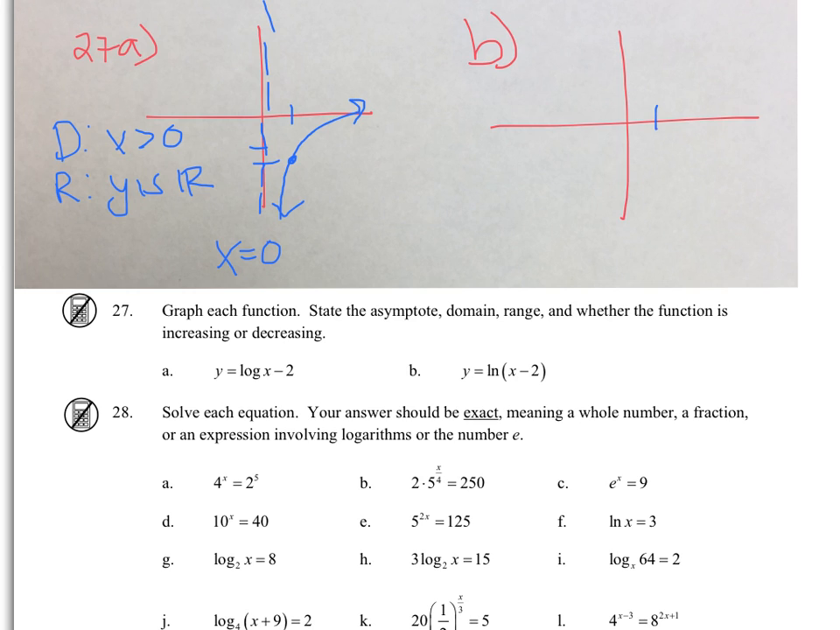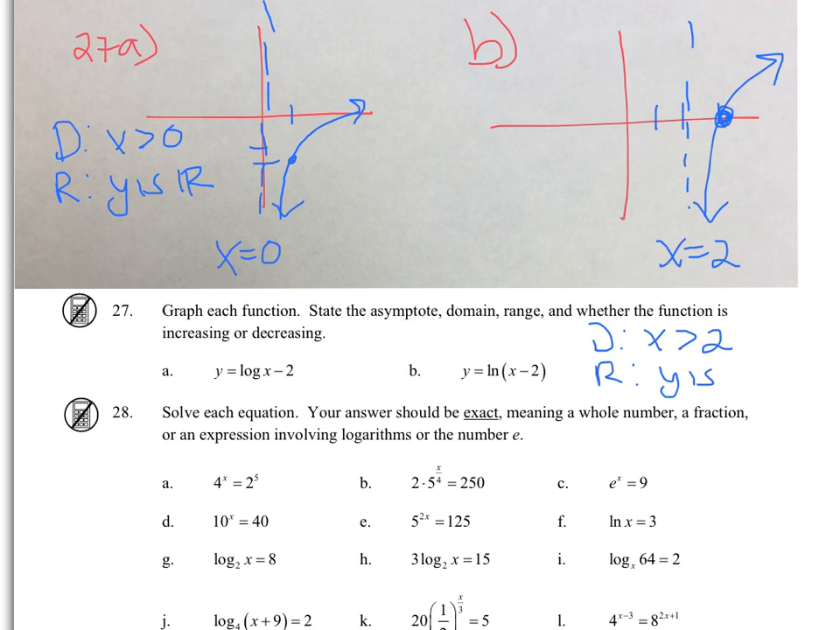Now for B, because there's parentheses around the x minus 2, the whole argument is x minus 2. So our asymptote is at x equals 2, what makes the argument 0. If we plug in 3, we're going to get 0 as our key point. It's increasing because ln is a base of e, which is more than 1. The asymptote is x equals 2, domain x is greater than 2, range y is all reals.